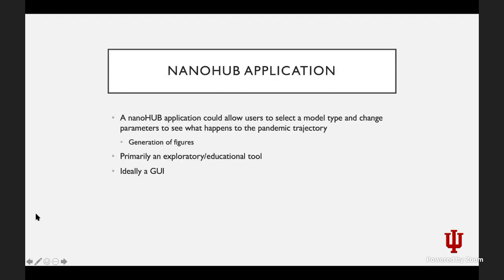So then for the NanoHub application, I'm kind of envisioning this as more of an exploratory educational tool that would allow users to select a model type, change parameters, and see what happens. This would ideally also be a GUI, but we'll see what I can do by December 1st. And that was my main idea that I had.